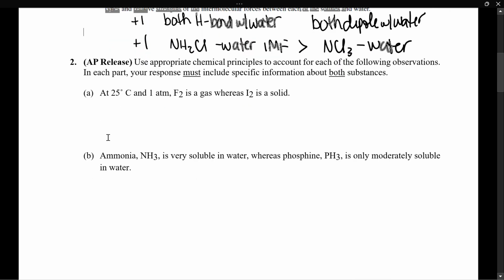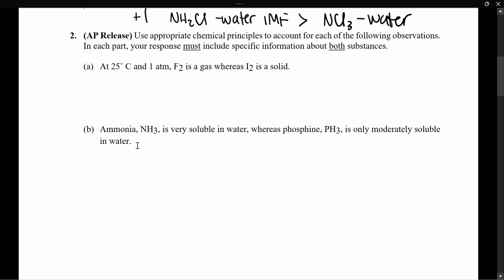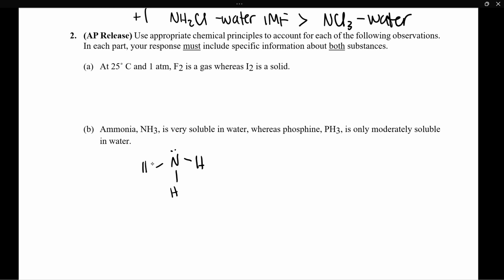If you look down here, 2B is another solution one. We're seeing NH3 is very soluble in water, whereas PH3 is not. And again, the question doesn't tell you to draw it out, but I find it helpful to draw out what this molecule looks like, and then imagine what its interaction with water is going to look like. So I'm going to draw the molecule, and I'm going to draw some water molecules next to it.